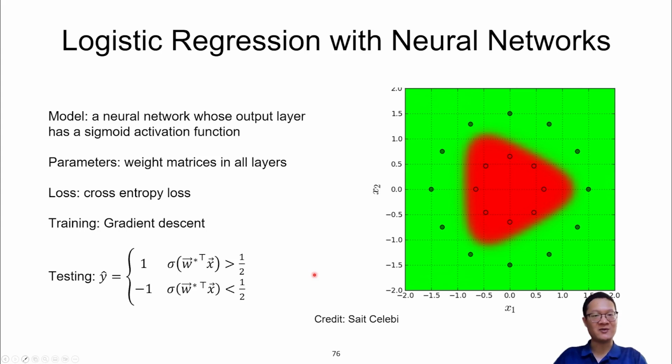For logistic regression with neural networks, the model is a neural network where the output layer has a sigmoid activation function so that the output gets squashed to between 0 and 1. As with regression with neural networks, the parameters are the weight matrices in all the layers. But where it differs from regression is that the loss function we use is typically going to be the cross entropy loss, not the square loss. We can train the neural network using gradient-based optimization methods. And for testing, we do some simple thresholding on the sigmoid function.